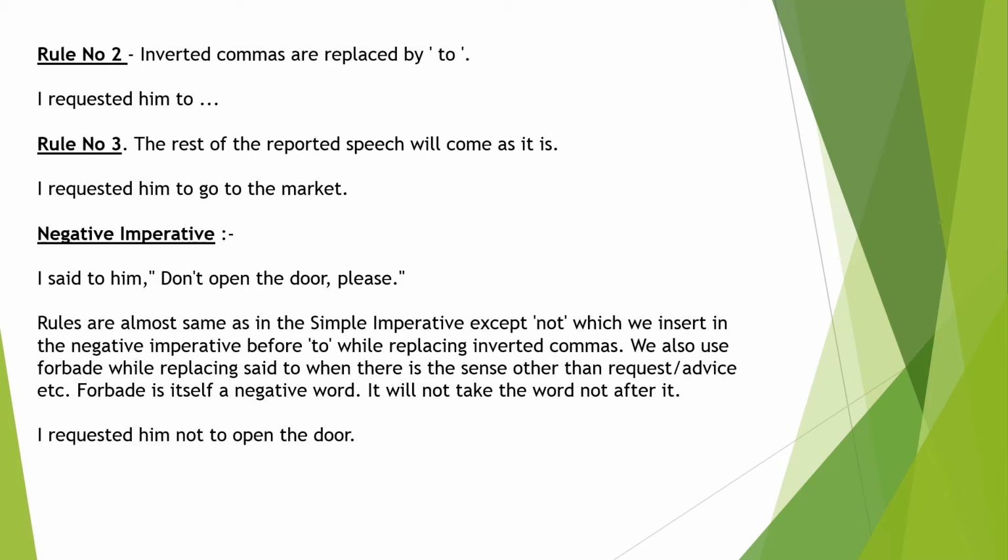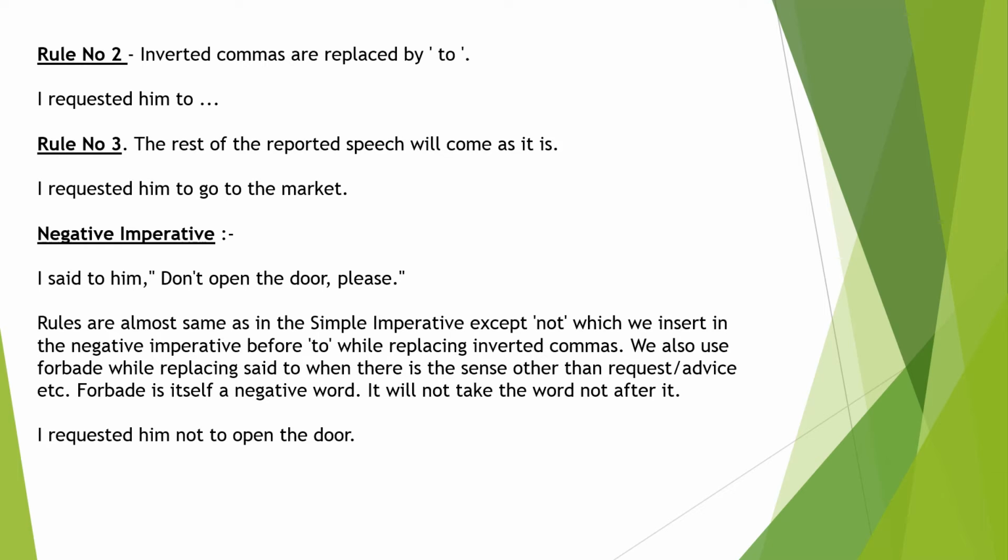For example, if the sentence was, I said to him, go to the market, it will be changed into I requested him to go to the market. Next is the negative imperatives, in which someone is forbidding someone to do anything. If the sentence is I said to him, don't open the door, please, in this sentence the person is forbidding the person to open the door.